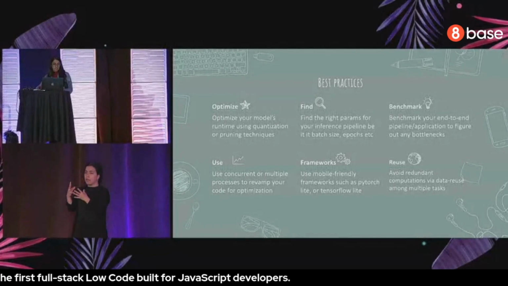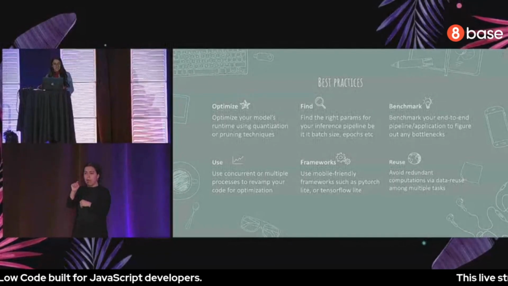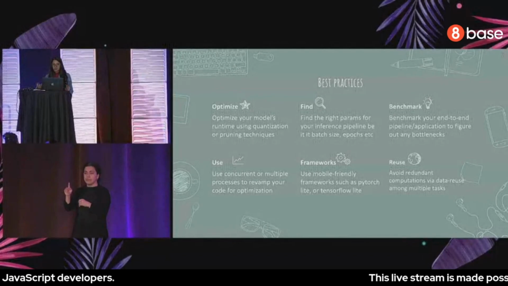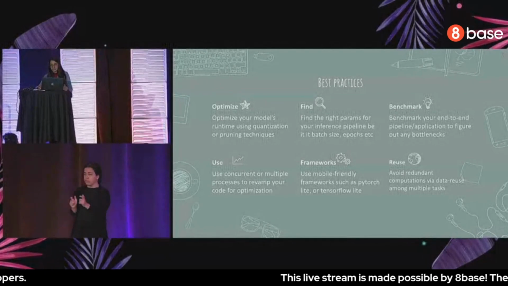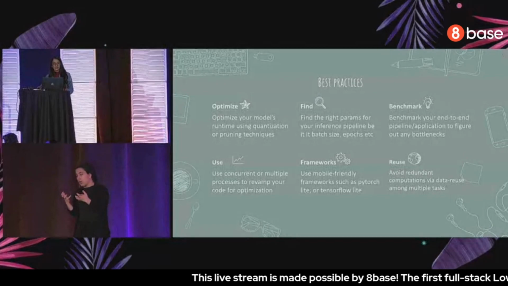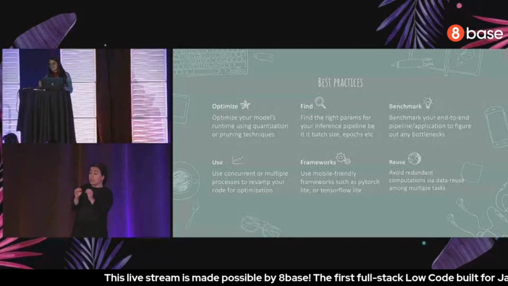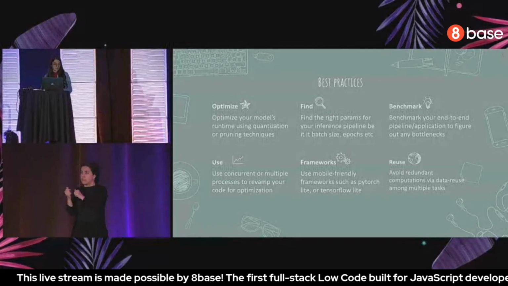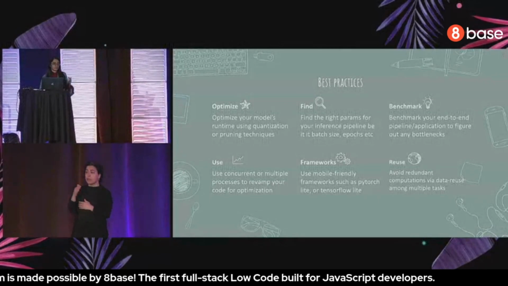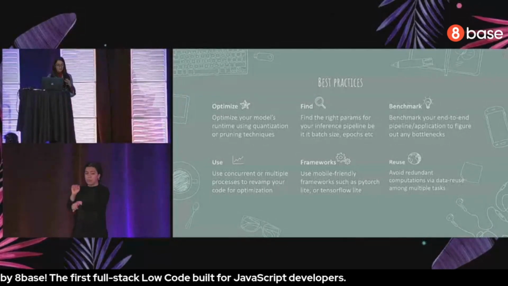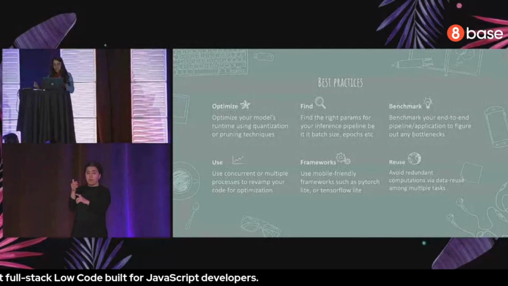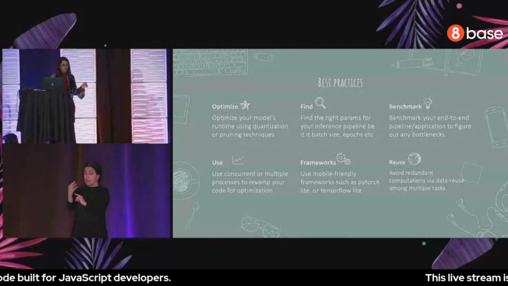Next is use concurrent or multiple processes and threads to revamp your code. Again, it's linked with code optimization the best you can. Again, the better your model, the faster it will give the prediction and the real-time data-driven decisions. So next one is the frameworks. When I say mobile-friendly frameworks, it's PyTorch Lite or TensorFlow Lite, and the example that I gave before as well.